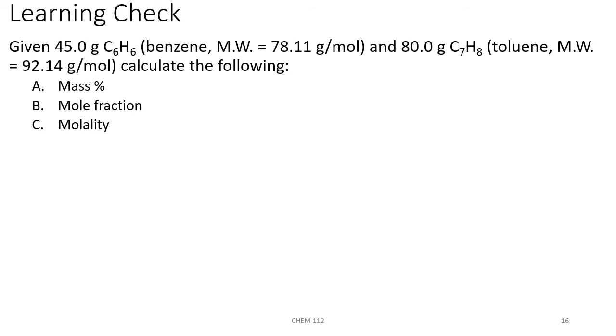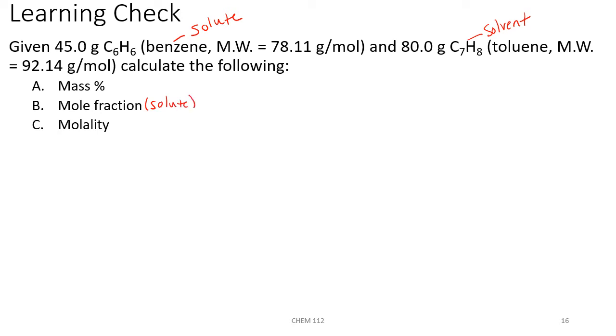If we have a solution of benzene and toluene, we first want to determine what the solute is and what the solvent is. Notice that we have 45 grams of benzene and 80 grams of toluene. Since benzene is present in a lesser amount, this will be our solute. Since the toluene is present in a greater amount, this will be our solvent. Our mole fraction doesn't state if it wants it for benzene or toluene, so we're going to assume it's the mole fraction of the solute.